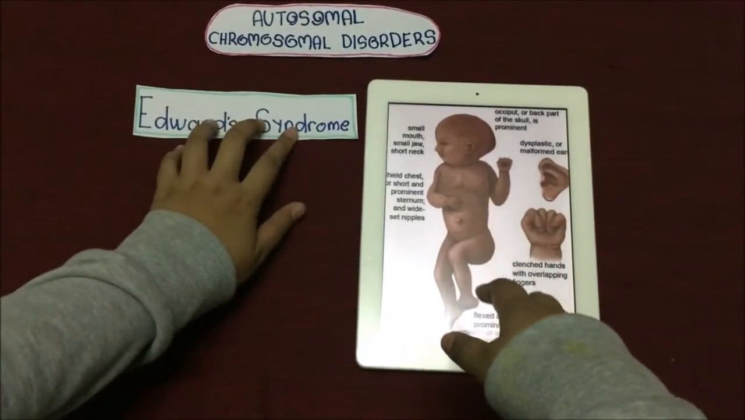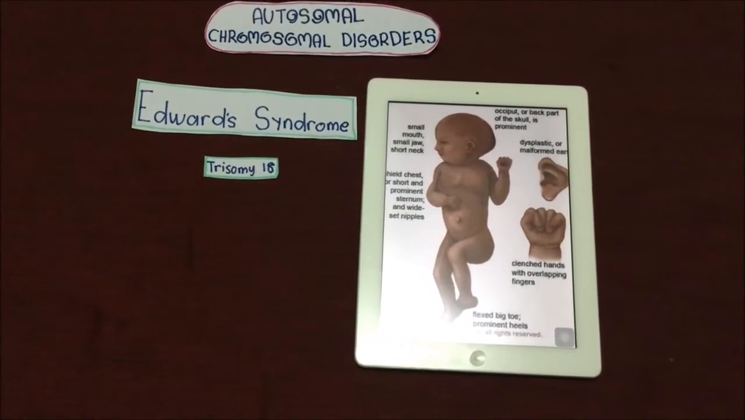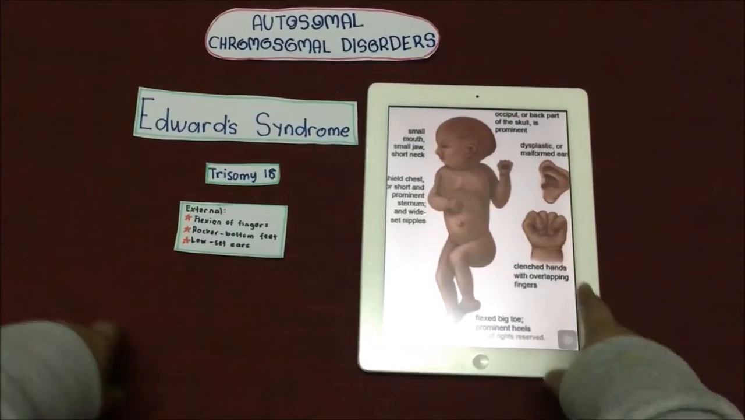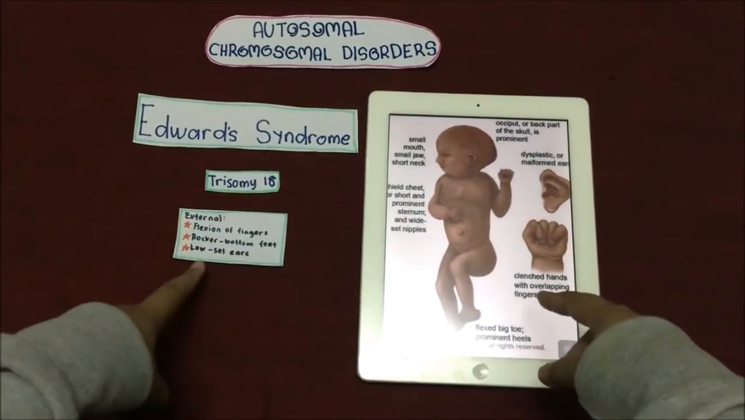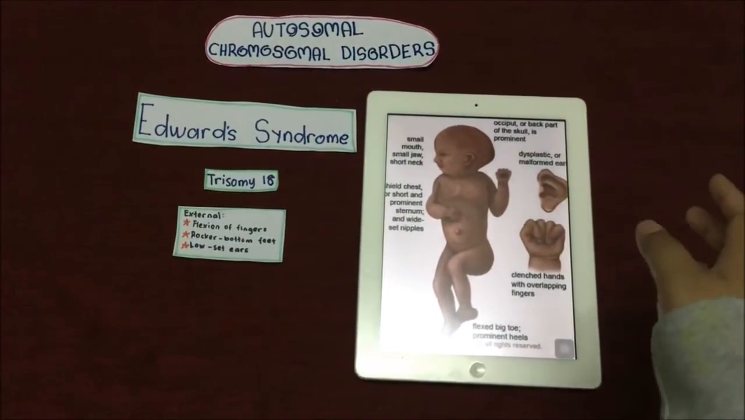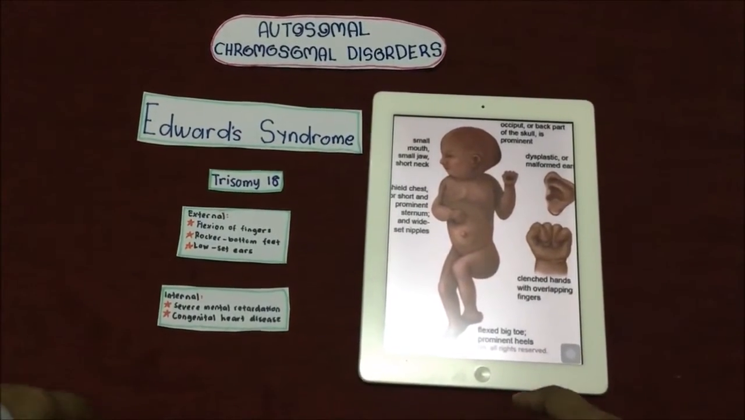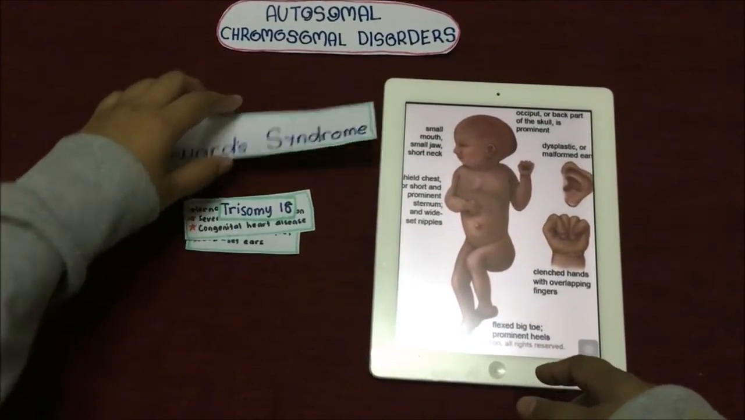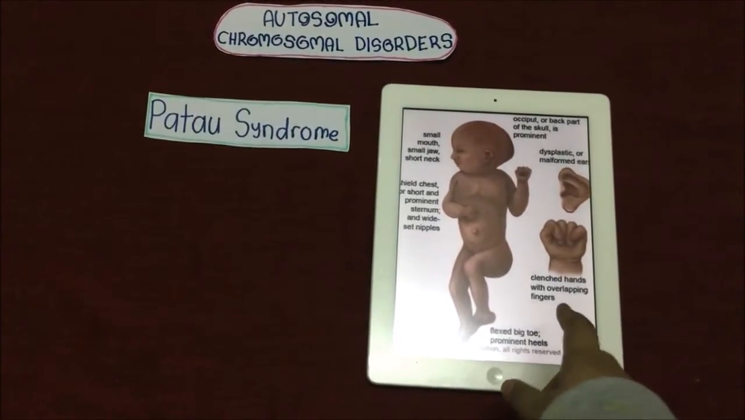The next one we're going to discuss is Edwards syndrome. In Edwards syndrome, the patient has trisomy 18. Externally, the patients will have flexion of fingers, which is shown here, and rocker bottom feet, which is a flexed big toe and prominent heels, and low-set ears. The patient may have dysplastic or malformed ears. Internally, the patients will have severe mental retardation and congenital heart disease, and that's why usually the patients will not last long.